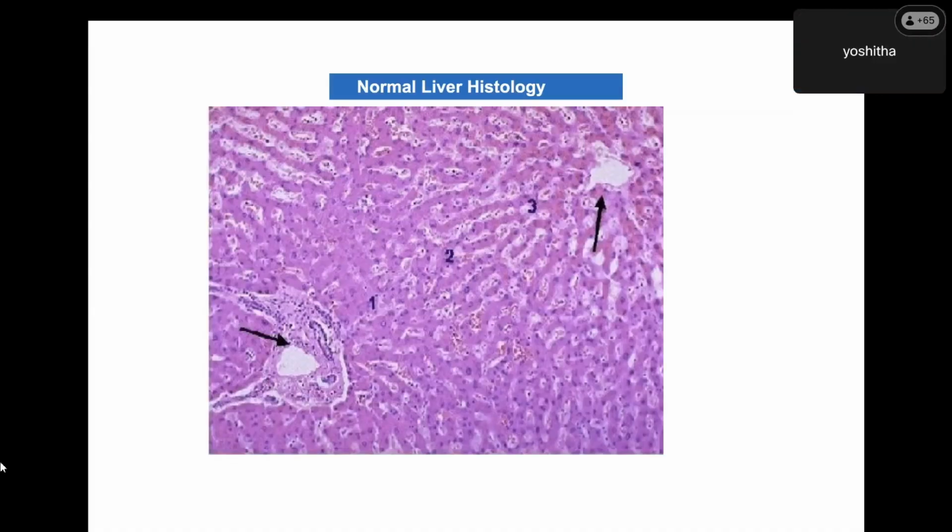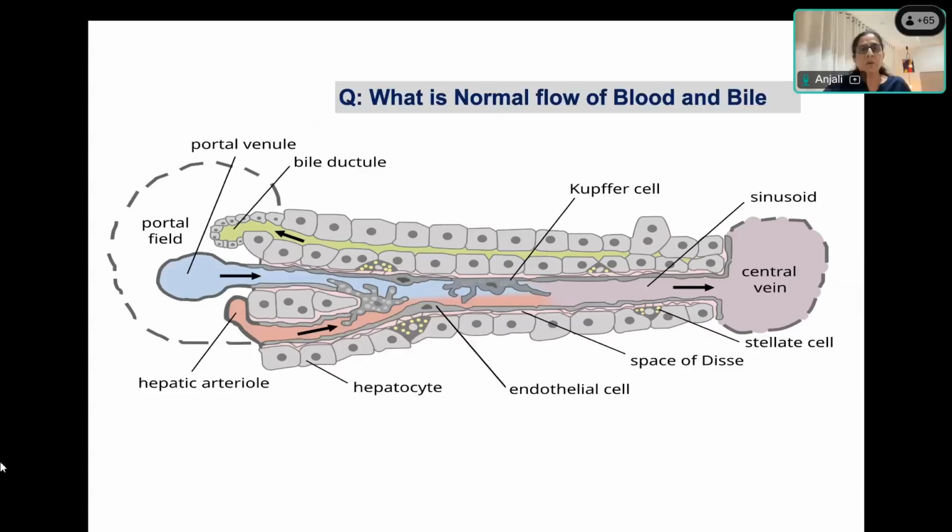Flow is from zone 1 to zone 3, ma'am, and bile is from zone 3 to zone 1, ma'am. Excellent. Good answer. So for normal flow, this is one figure which I have taken from the net, showing this is zone 1 area or portal triad. As I said, portal triad has 3 structures: one is portal vein, hepatic artery, and the bile duct.